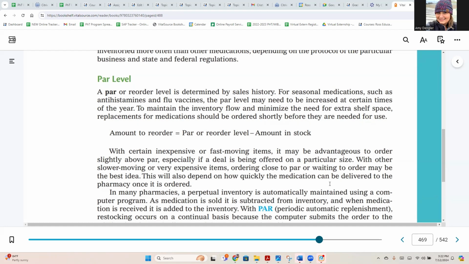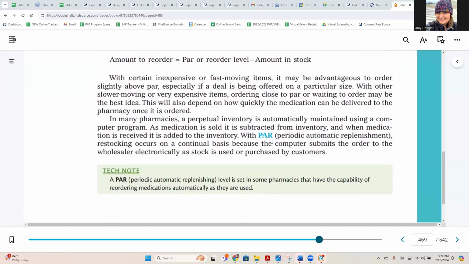In many pharmacies, a perpetual inventory is automatically maintained using a computer program. As medication is sold, it is subtracted from the inventory, and when medication is received, it is added to the inventory. With par, periodic, automatic replenishment, restocking occurs on a continual basis because the computer system submits the order to the wholesaler electronically as stock is used or purchased by customers.